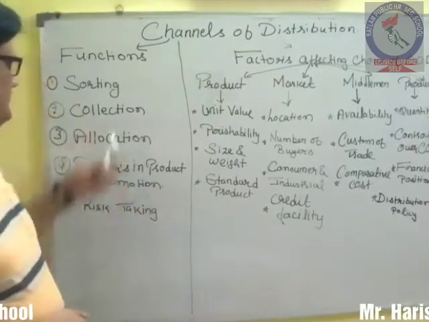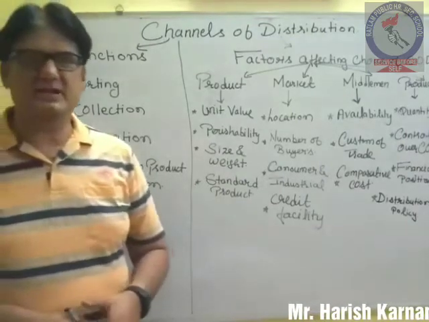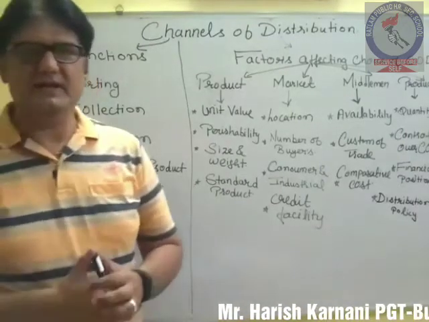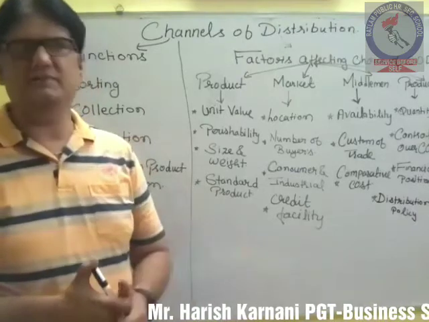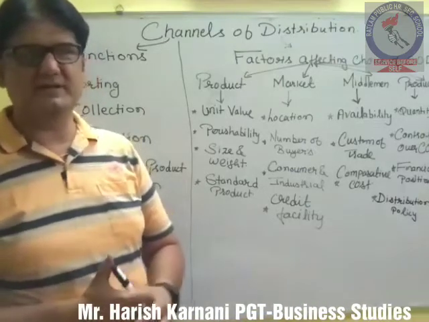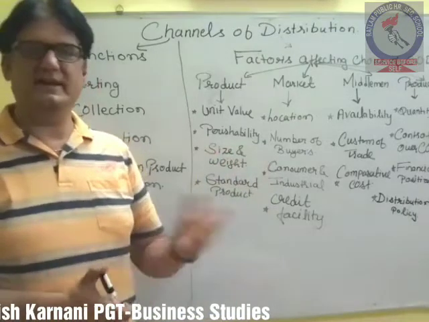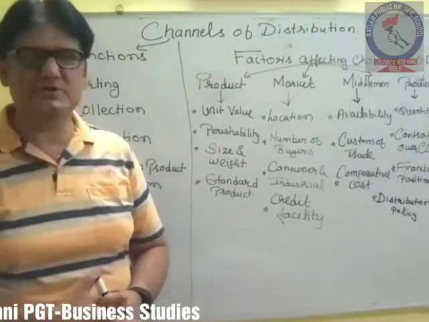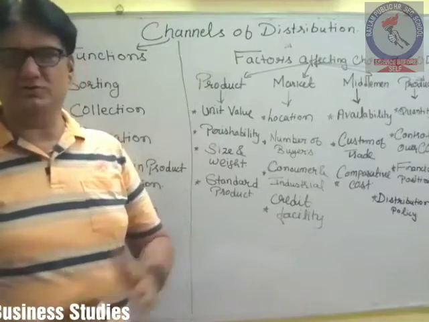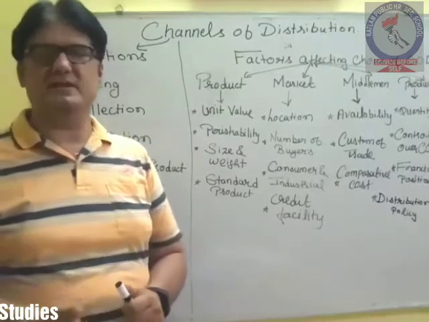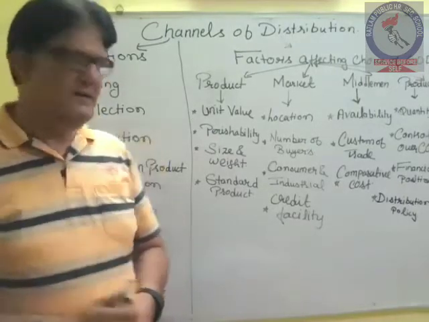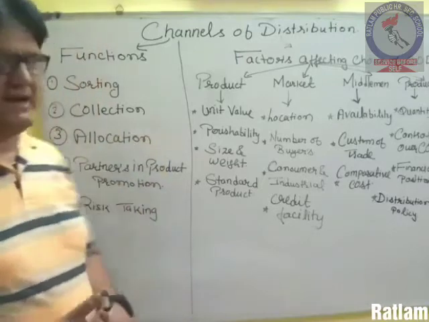The second function is collection, the collection of goods. The collection of goods from a number of producers is the work of the channel of distribution, the mediator, the wholesaler. He collects the goods from a number of producers and then gives the goods to the retailer, who ultimately sells to the consumer.